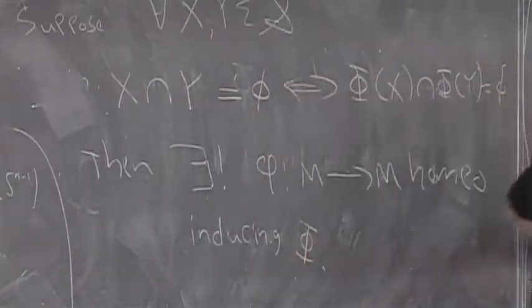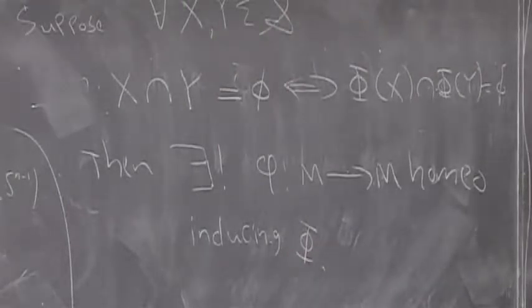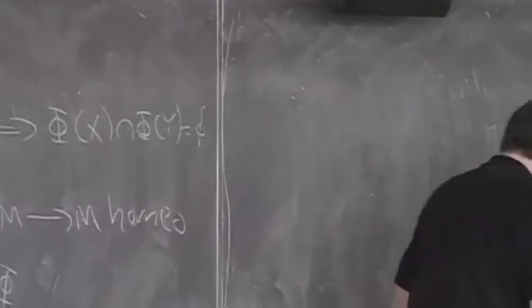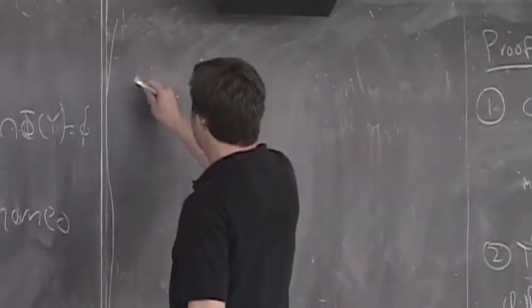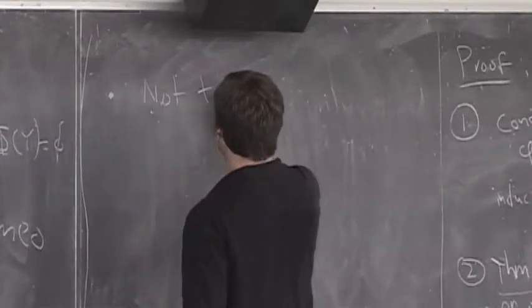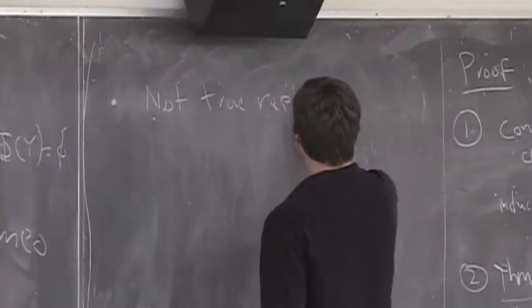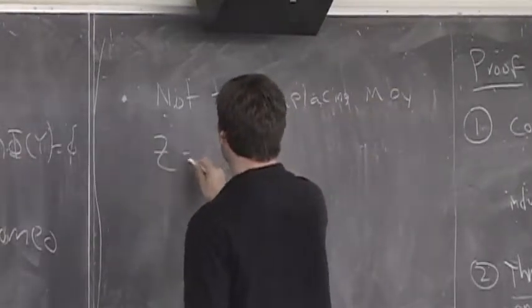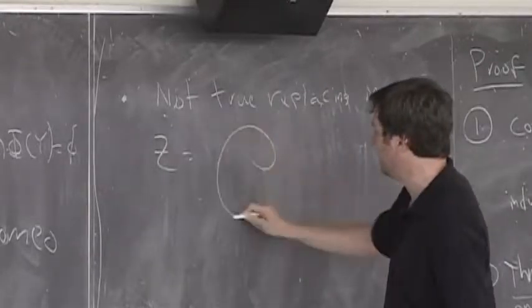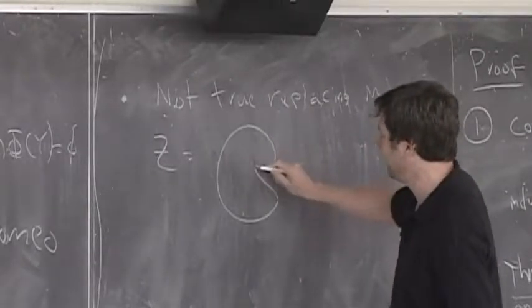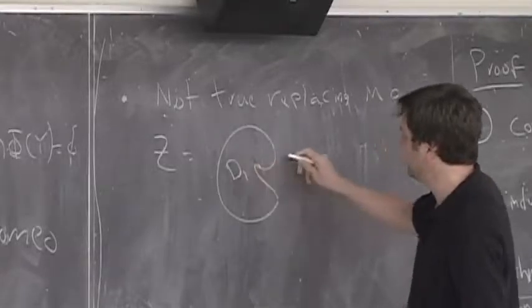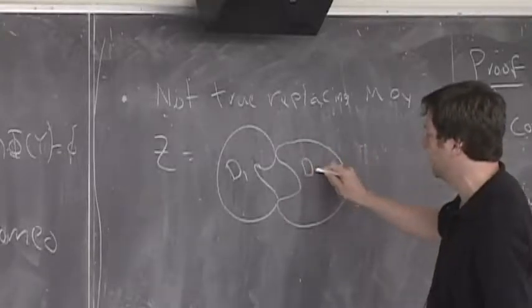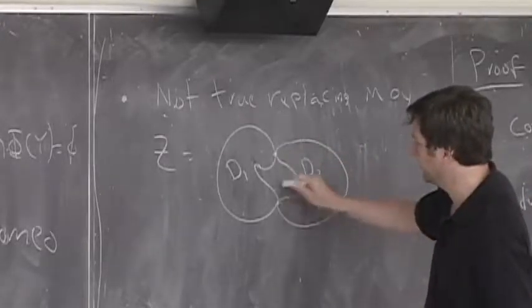Let me just say one thing where this is really a manifold thing. You might ask how general can you make this, and so let me just say the following. This is not true replacing M by, I'll call it Z. So do the following. Take two disks, it doesn't matter, D1 and D2 that touch at two points. So the union of two disks, disjoint union, except you glue them together at two points, P and Q.